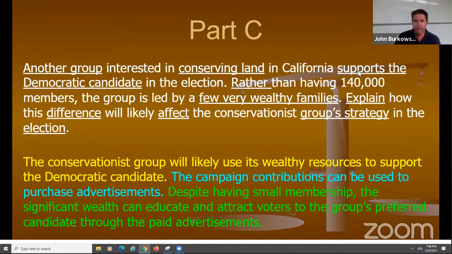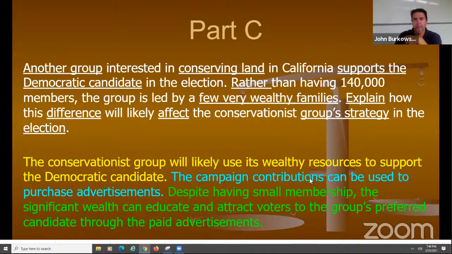So what do you got to do? You have to explain a strategy, a difference, like the effect. So for the group strategy, you identify that the conservation group will likely use its wealthy resources to support the Democratic candidate. That's your claim, right? That's part of the strategy. That's the big difference. Now to describe, the campaign contributions can be used to purchase advertisements.